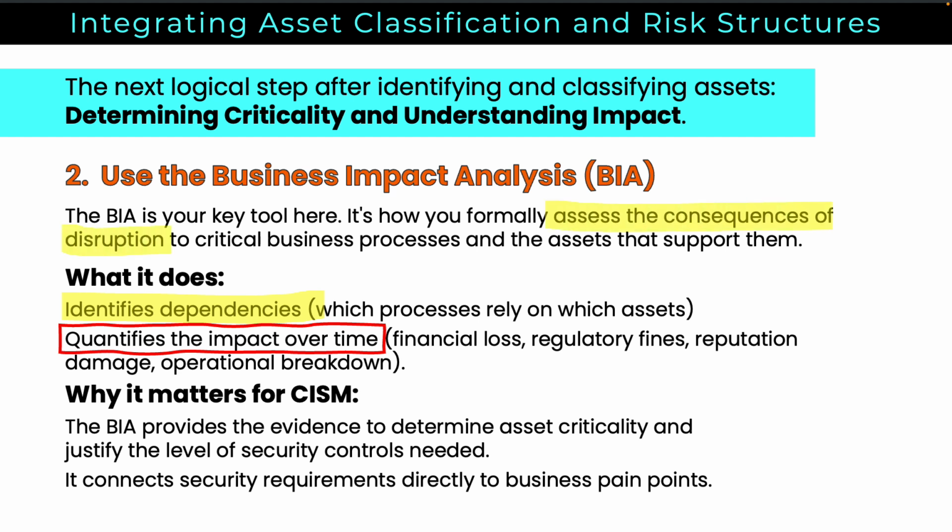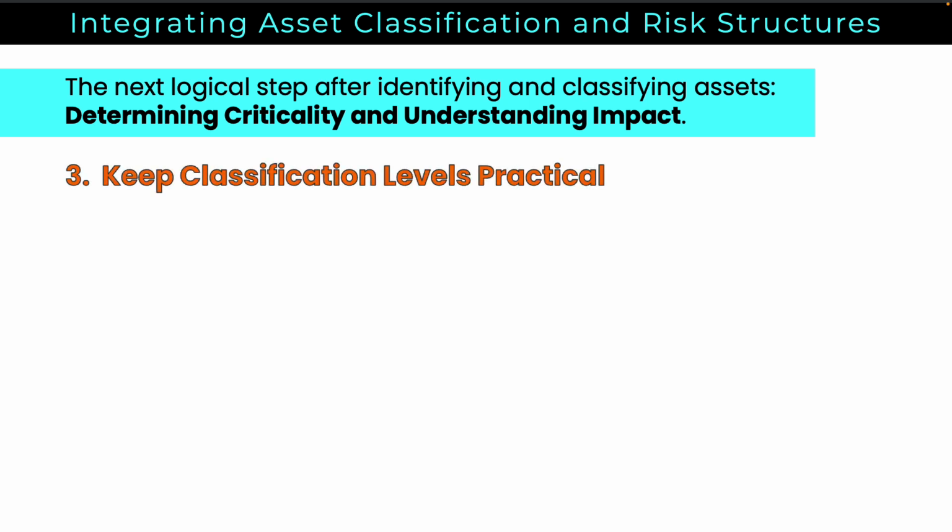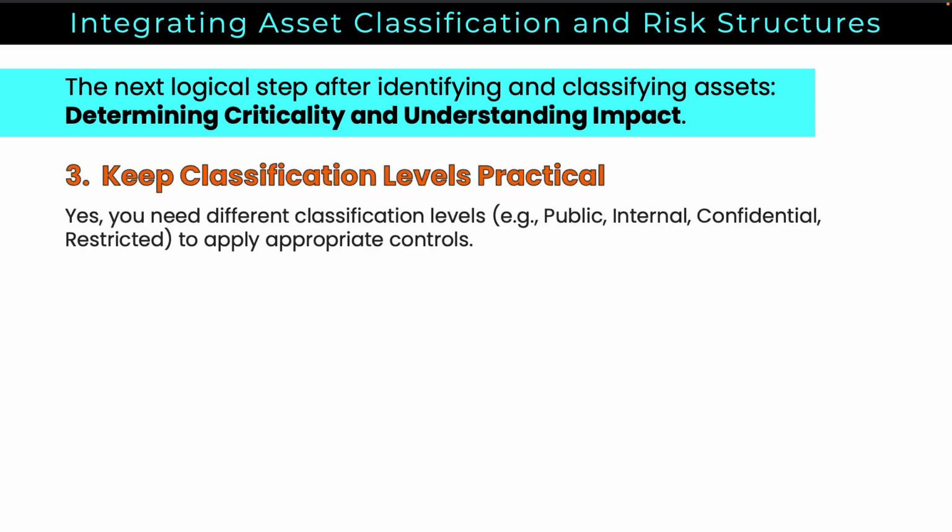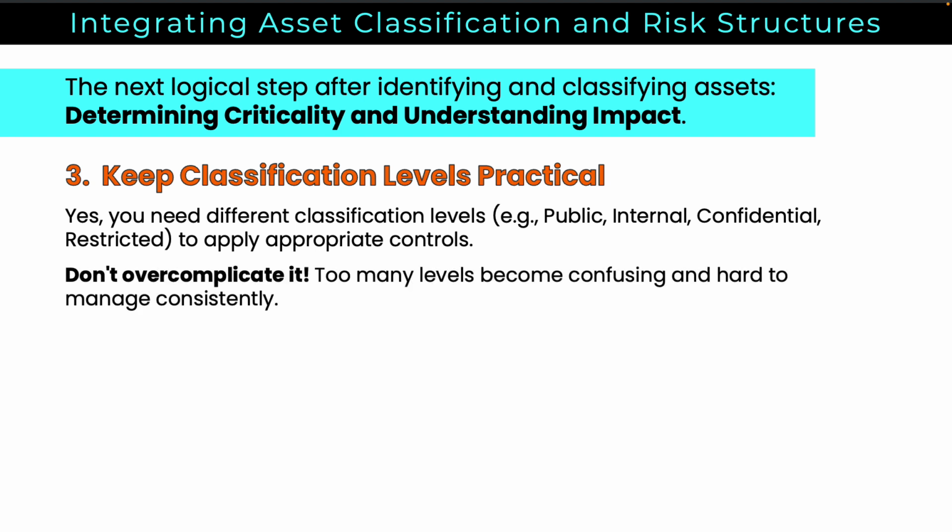And then keeping the classification levels practical. You do need different classification levels to apply appropriate controls, but you don't want to overcomplicate it. Too many levels become confusing and hard to manage consistently. In the real world, I see classification levels between 3 and 6, and most of your providers out there are going to tell you don't go over half a dozen or so if you can help it, because it becomes confusing to folks as they try to classify their own data in some instances.